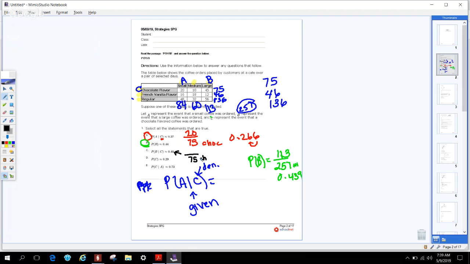Another trick. B given C. So what number is going to be in the top? Why 45 and not 113? You're right. Excellent job. Why is it 45 and not 113? Yes, because that's how many people ordered large chocolate. So because it says given C, the only thing we're looking at is this line for the given.